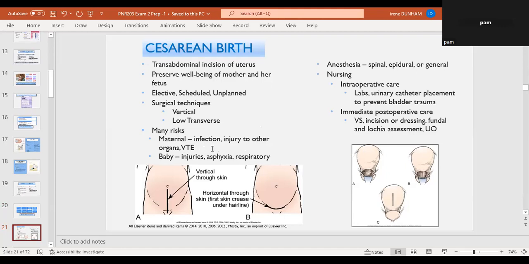That's why we put Foley catheters in before we go into surgery, so we're deflating the bladder. And then, of course, baby can have injuries, asphyxia, even respiratory problems. When we go in and grab the baby and bring him out, he still has what? A lot of fluid. We suction the baby, but they still have a lot of fluid. That's one thing about a vaginal birth: when they come down through the pelvis, they're actually pushing a lot of fluid out. You see babies with fluid coming out of their nose, mouth, ears, everything, because they've been living in fluid.